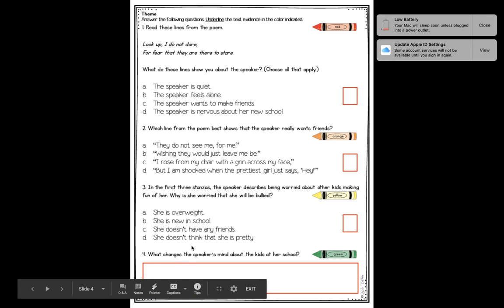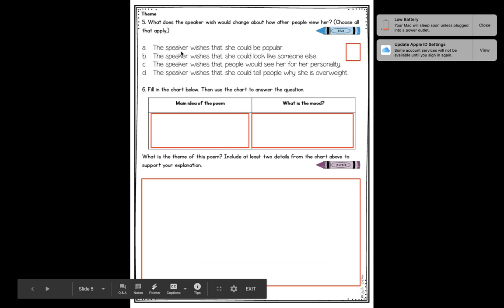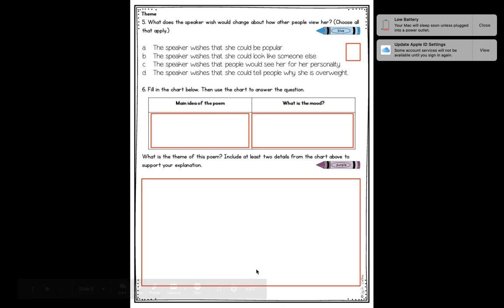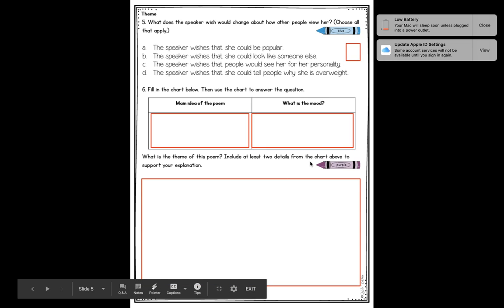And here, this is an open answer. And then here, you're going to write about the theme of the poem. It should say, in the poem alone, the theme is, and the author is not stated. So if you want to say the author's message, you're going to say the author's message is. It says include at least 2 details from the chart below. I expect this to be at least 5 sentences long, including a closing sentence. All right, boys and girls, get to work.